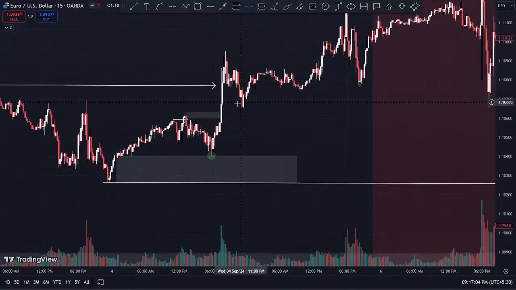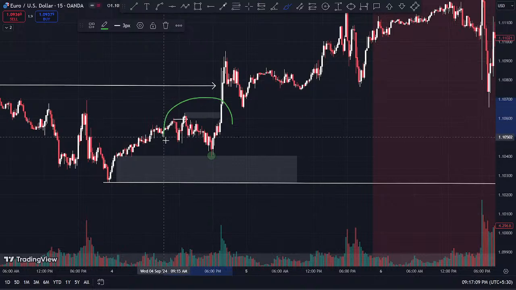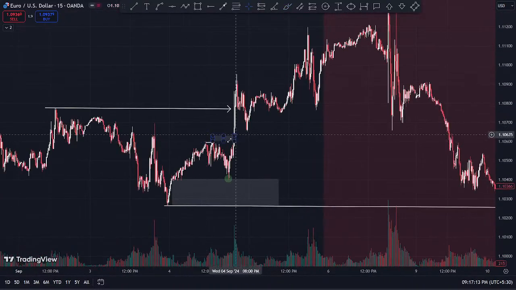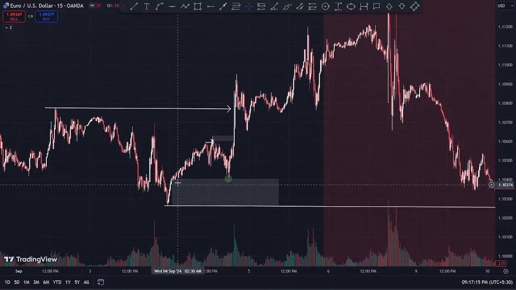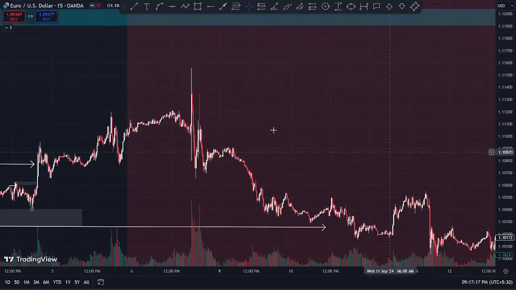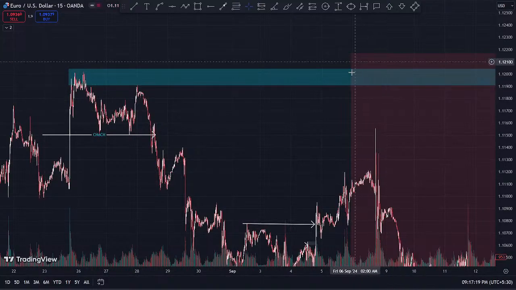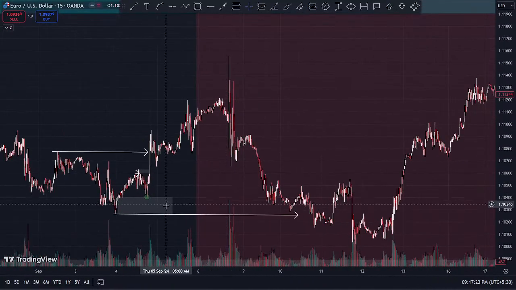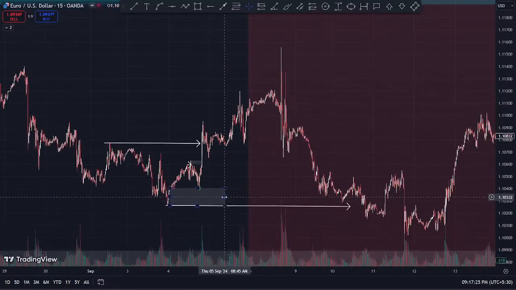Okay, so this was a fractal change of character. Okay, so now we expect price to move much higher, aiming to break this high. Okay, so we're going to set stop losses when the price starts to mitigate this area.